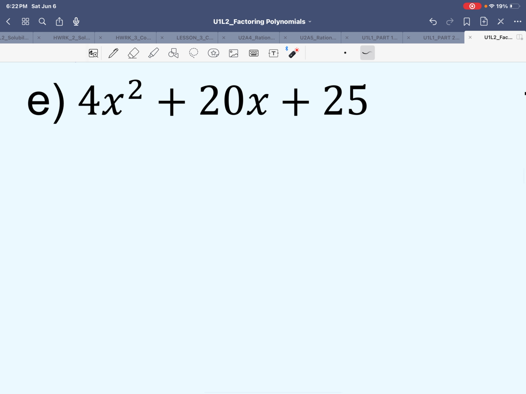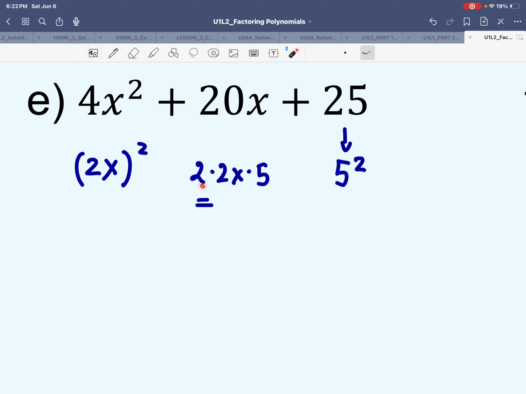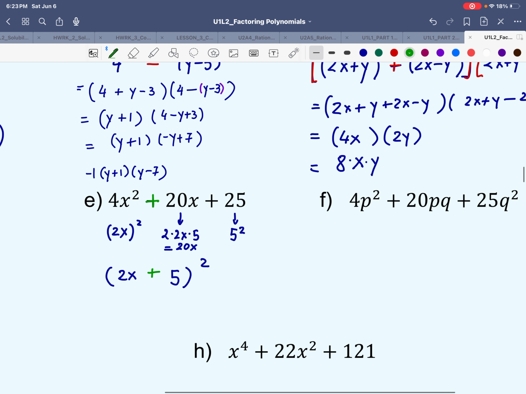So you can try this always on your own. And we have 5 to the power of 2. That got my attention. It's a perfect square. 4x squared is 2x squared. The middle term is double times 2x times 5. Let's see if that is true. So if that is equal to 20x, it is indeed. So that means that the factored form is going to be 2x, and then we have the 5, and the sign is going to be the middle term sign, 2x plus 5 squared.